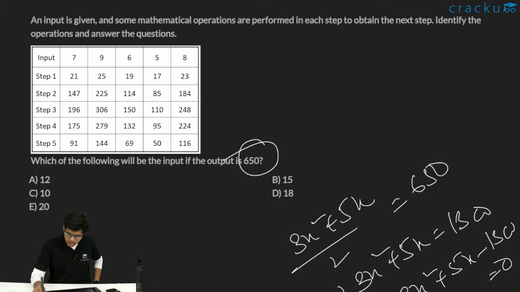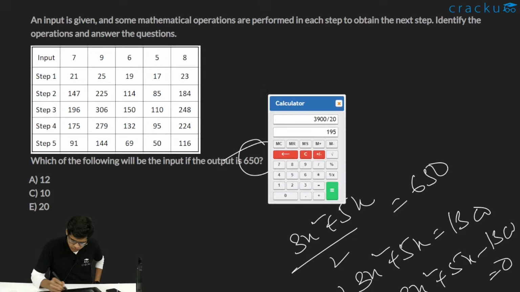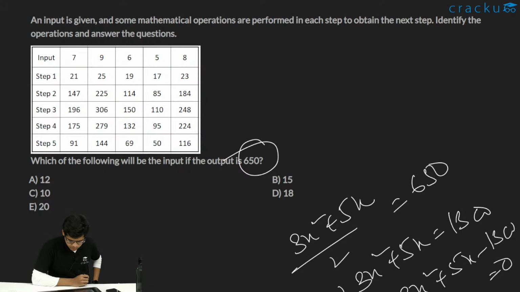Or I can say 3900 by 45. Okay, let me try once with 45. 3900 by 45. No, it is not good. Oh, anyone got this answer? Actually, I am not able to.